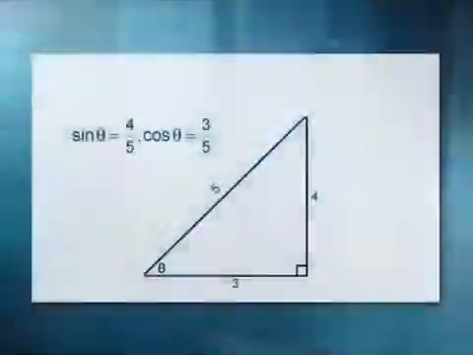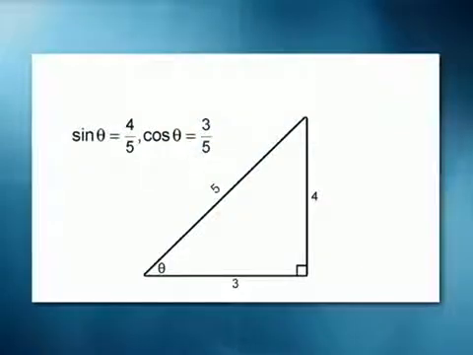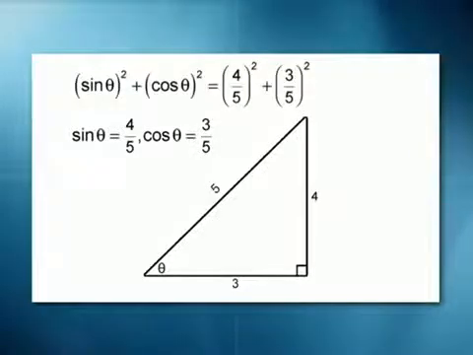Well, let me point out something else that's really fundamental. Very, very important. Go back and look at sine theta. It was 4/5, and cosine theta was 3/5. Well, what's 4/5 squared plus 3/5 squared? That'll be 16 plus 9 in the numerator, 25 in the common denominator. It's equal to 1.